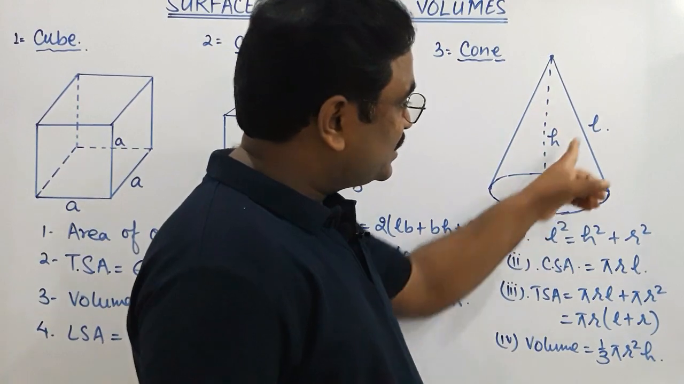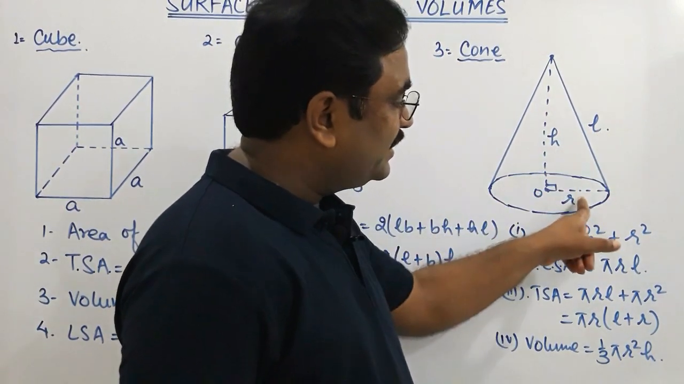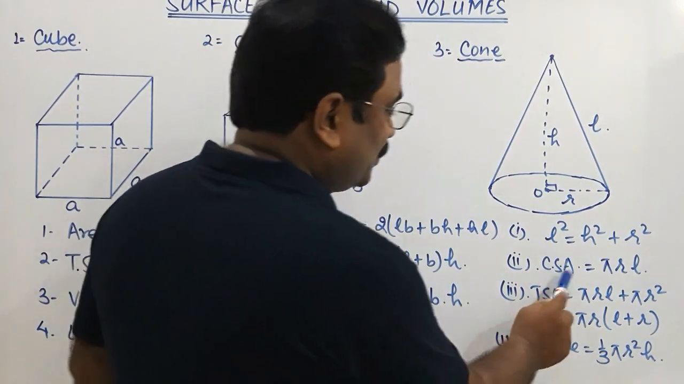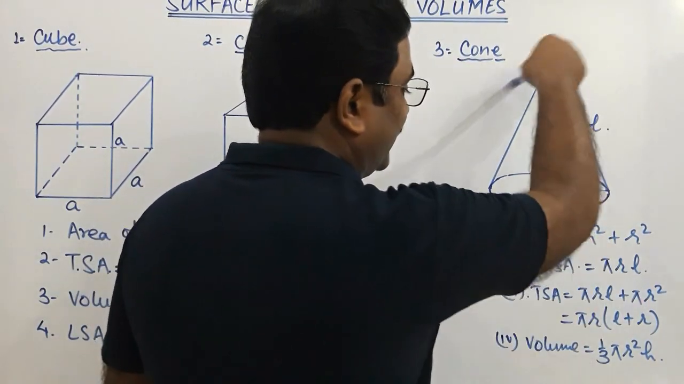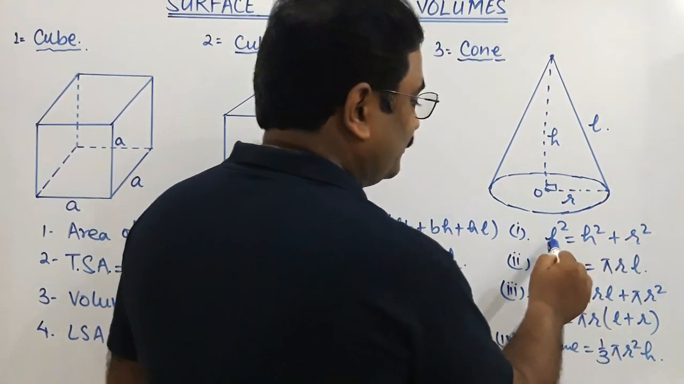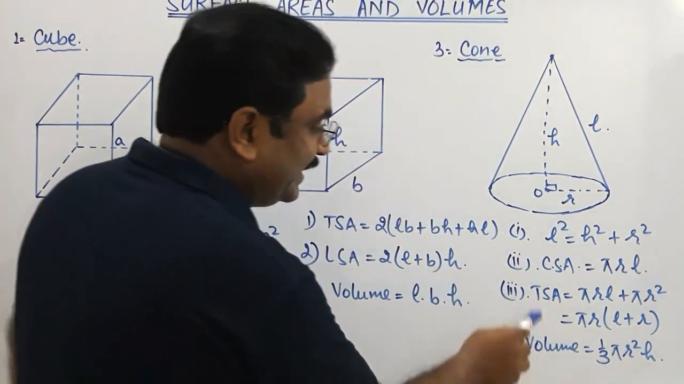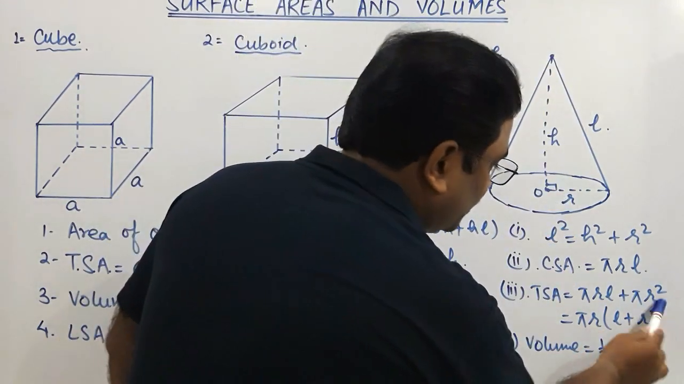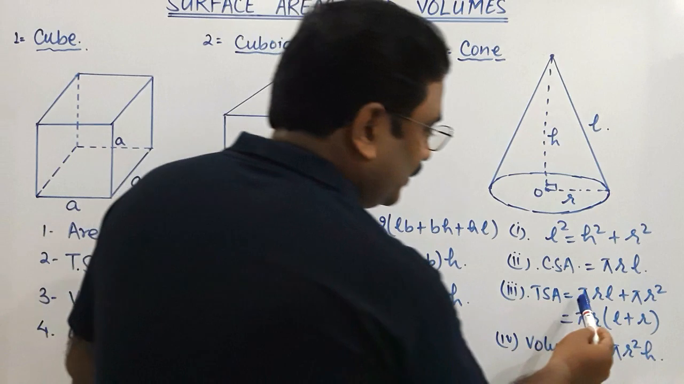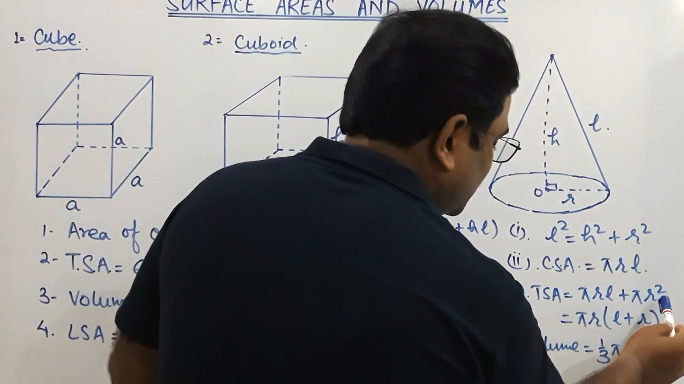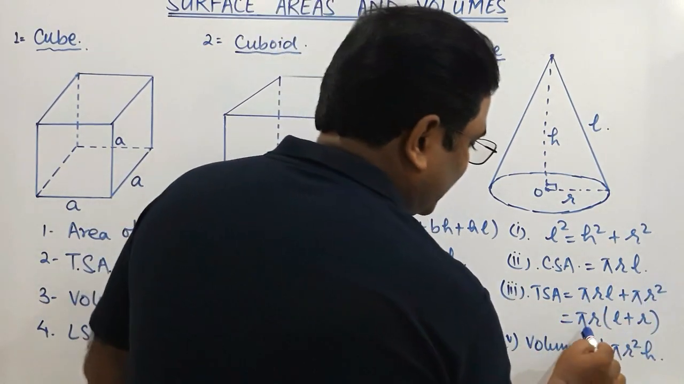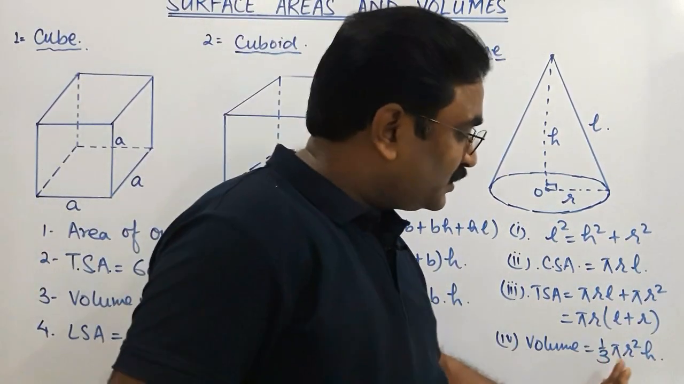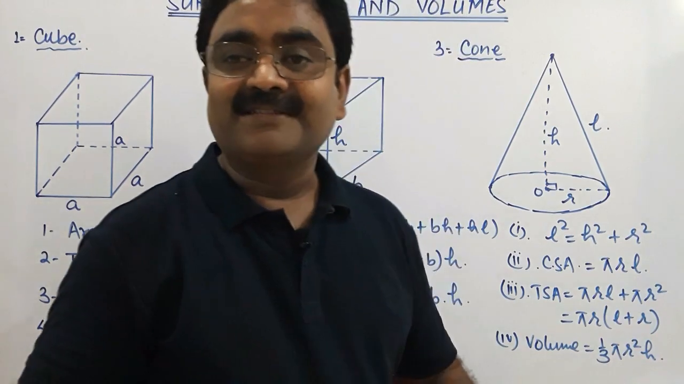Here is the relation between slant height and radius: l square equals h square plus r square. The curved surface area of this cone is pi r into l. The value of l you can find with this first formula. The total surface area means curved surface area plus the area of the base, which is circular, that is pi r square. When you add curved surface area plus area of base, you will get pi r into l plus r, and the volume of this cone is equal to 1/3 pi r square h.